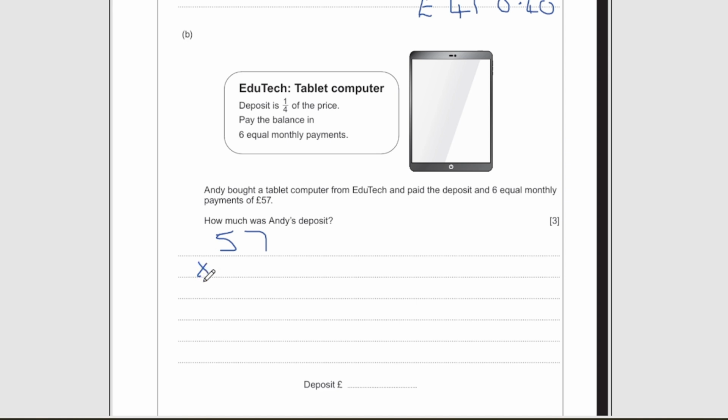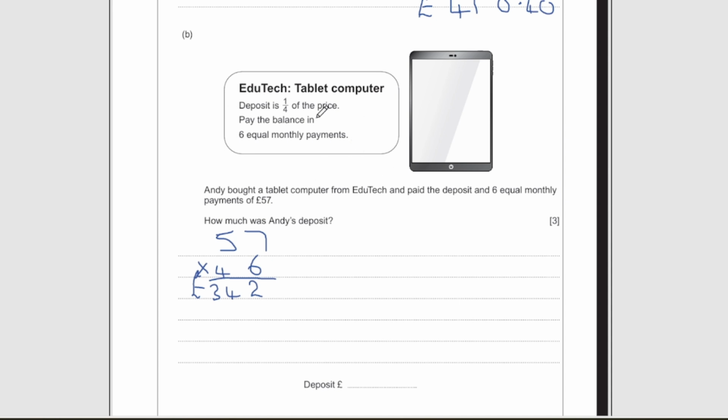So 57 times 6. 7 times 6 is 42. So we write 2, carry 4. 6 times 5 is 30. Plus 4 is 34. £342. There we are. £342. So, a quarter of the price is the deposit.